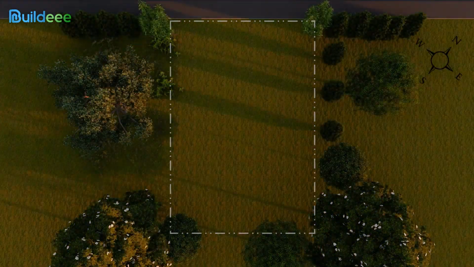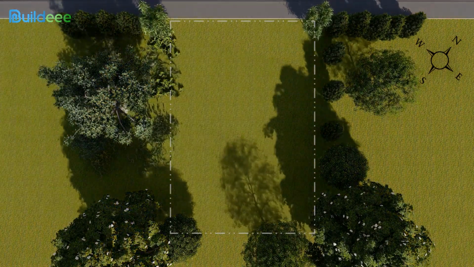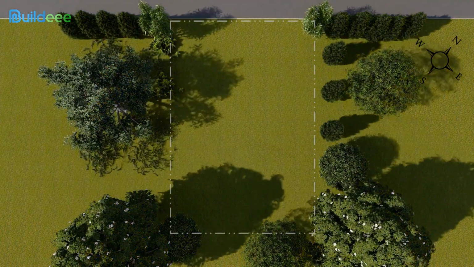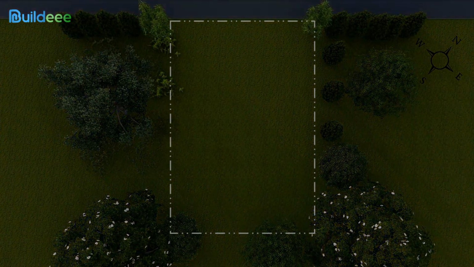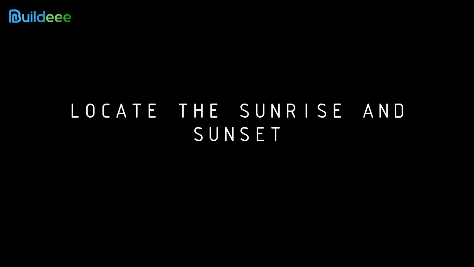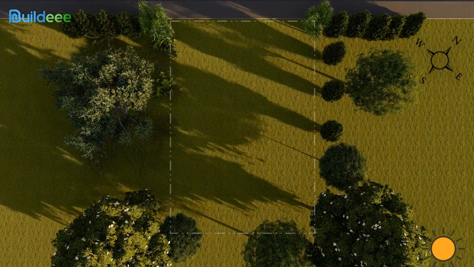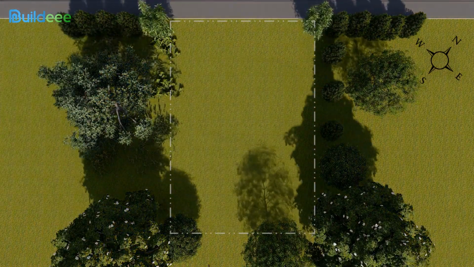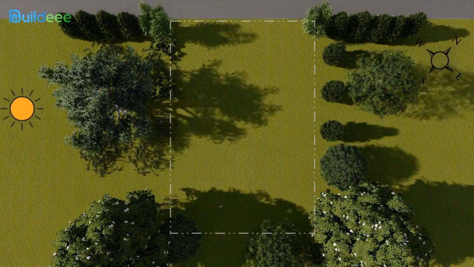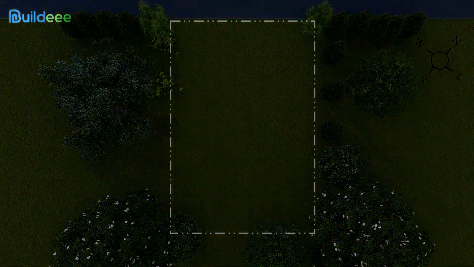Here is a sample of a 150 square meter lot with its front facing 45 degrees northwest. First thing we need to identify is the orientation of the lot so we can locate the sunrise and sunset. This will give us the information on the warm and the cool spots within the lot. The second thing we need to consider is the wind direction.